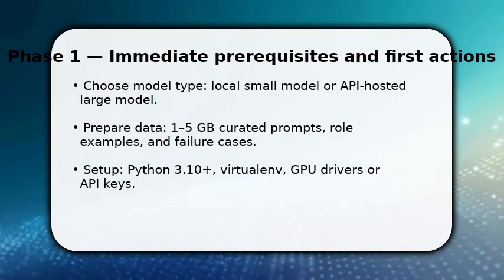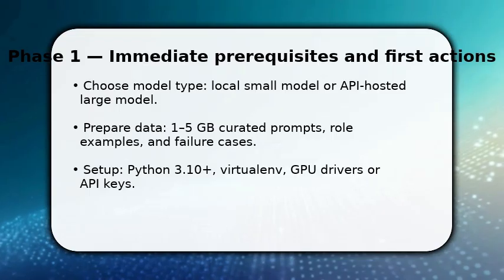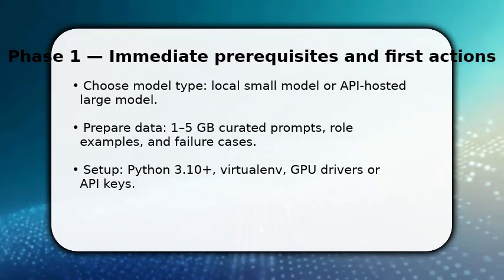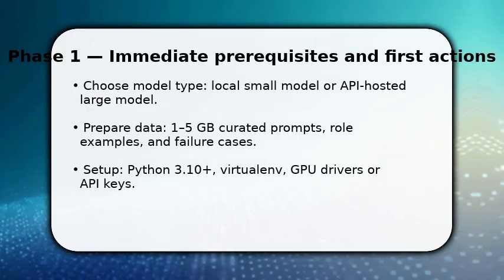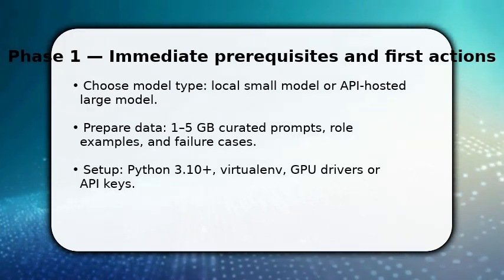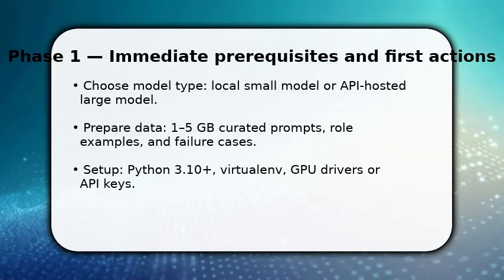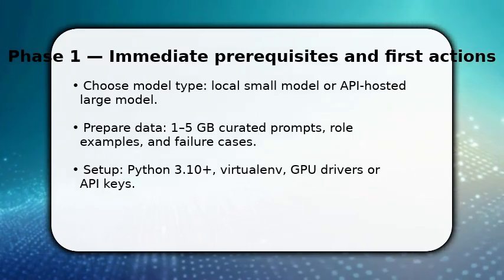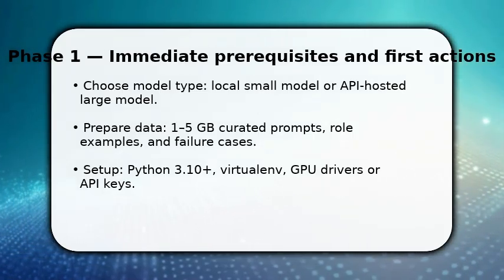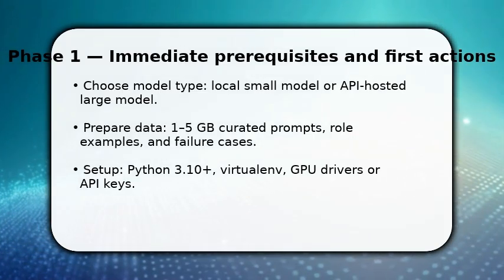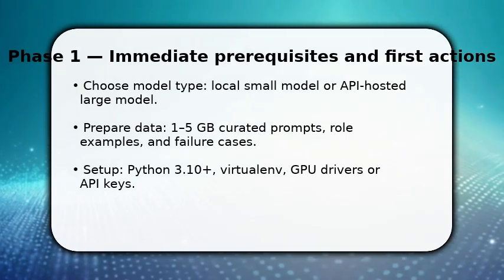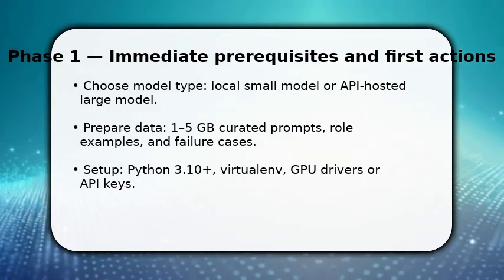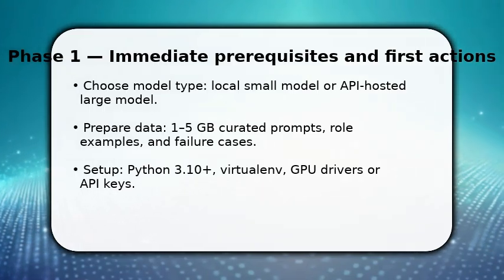You start by picking the engine, local lightweight model for privacy, or API hosted for power and speed. Gather 1 to 5 GB of focus training prompts, role definitions, and edge case failures so the assistant learns behavior. Once done, create a clean Python virtualenv, install required packages, and verify GPU drivers or secure API keys. Why? Because a stable environment and curated data cut iteration time by half.